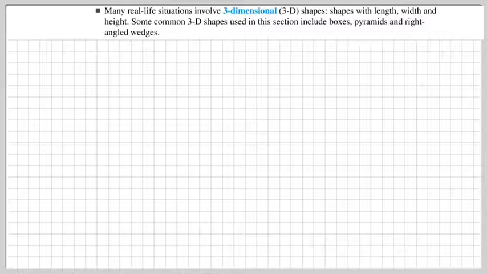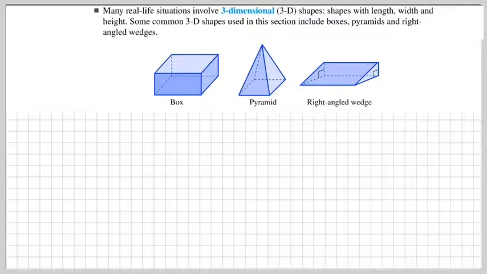Some common 3D shapes which we could use would be boxes, which we're going to use, pyramids, which we're not going to use, so we'll leave you to practice on those, and right-angled wedges, which we will use. Okay, we're going to do 2 examples, one with a box and one with a right-angled wedge. Okay, there's some of the shapes. There's a box, there's a pyramid, and there's a right-angled wedge.